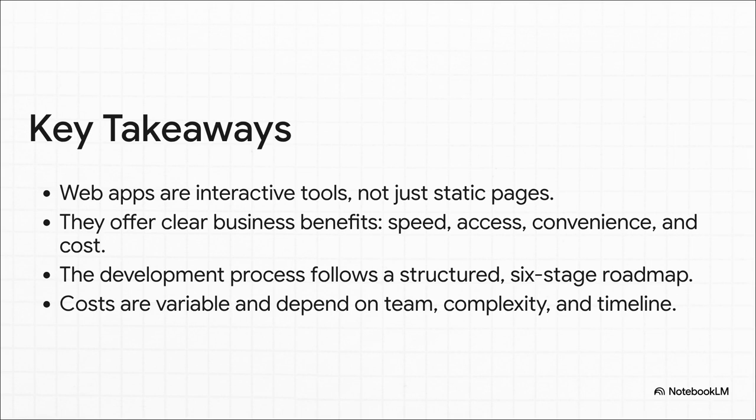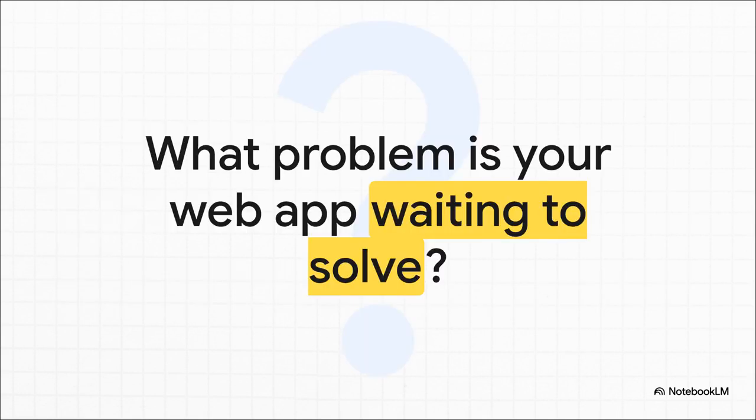Third, the whole development journey follows a clear 6-stage roadmap. And finally, that final price tag, it's not some big mystery. It's a direct result of your project's complexity, your team, and your timeline. We've covered the what, the why, and the how. We've hopefully demystified the process and decoded the costs. But now, the journey's yours. And that really leaves us with just one final, powerful question to think about. What problem is your web app waiting to solve?